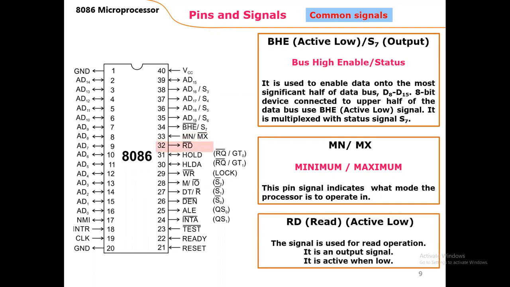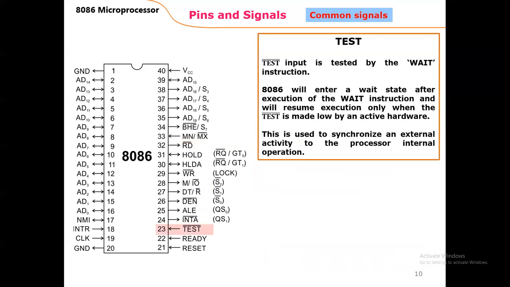Okay, right. This is the read pin, RD. It is an output signal and it is active low. Why do we use it? It is used only for read operations.